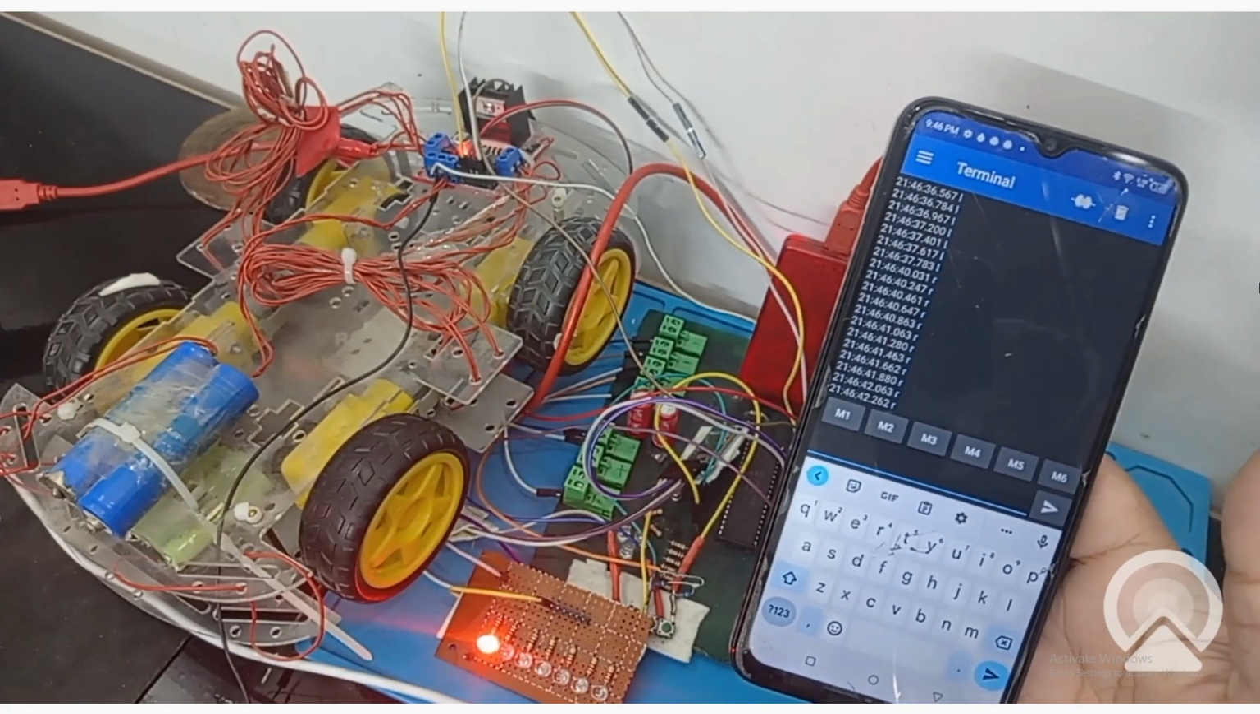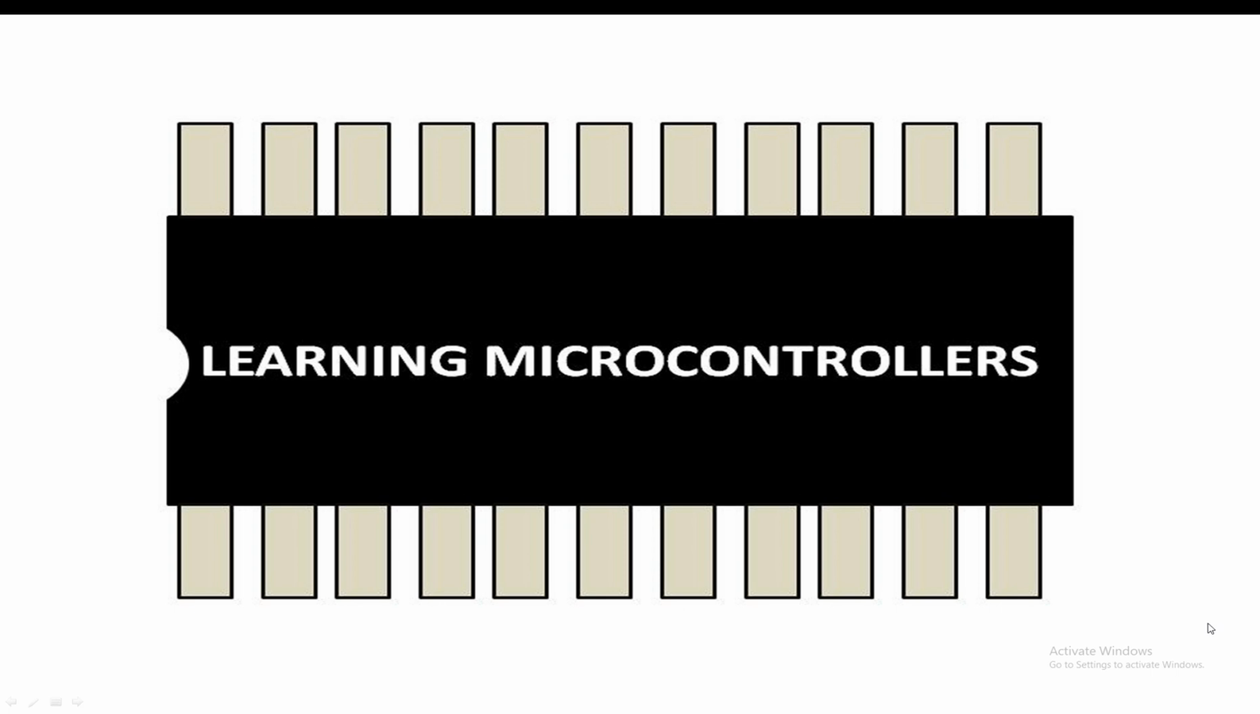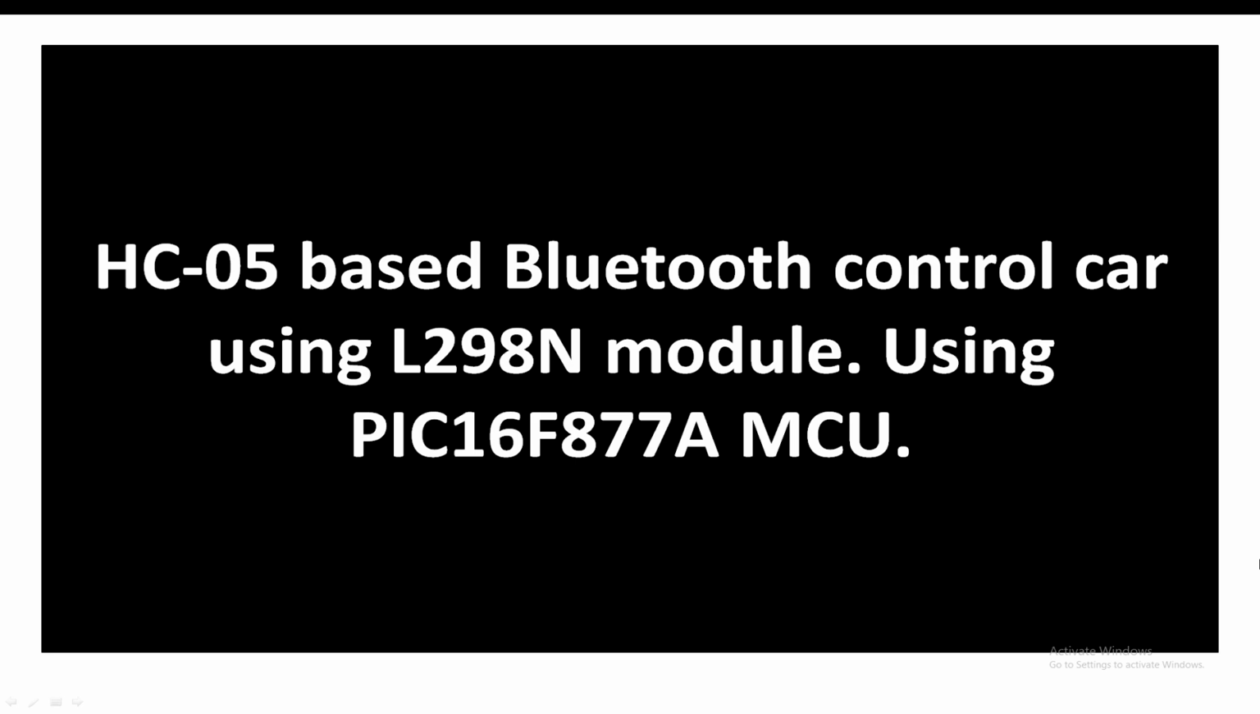So guys, hello guys, welcome to Learning Microcontrollers. In this video, I'm going to show you how you can use an HC05 Bluetooth module to make a remote control car using the L298N motor driver module. That's an H-bridge module. Basically, L298N is an H-bridge IC. We are going to use its module, easily available in the market. And the microcontroller we are going to use is the PIC16F877A, and we will run this car using our mobile phone. Our mobile will act as a remote. We will use the Bluetooth of our mobile phone. So guys, let's get started.